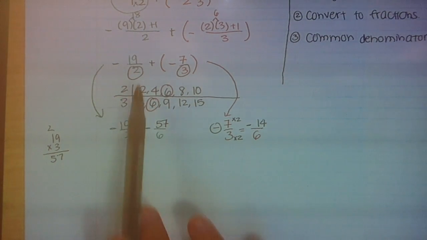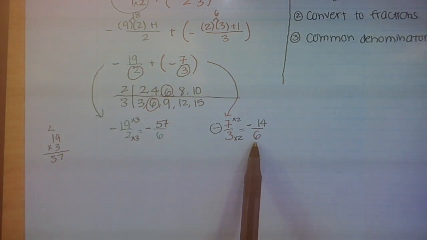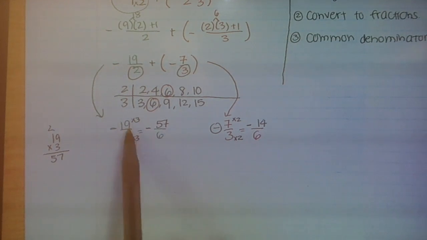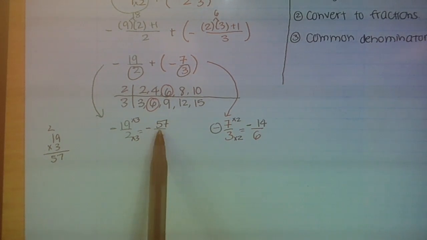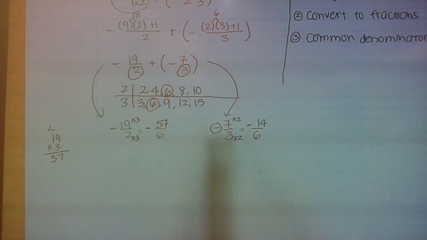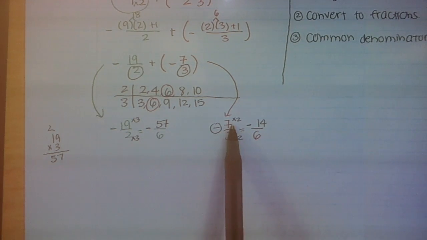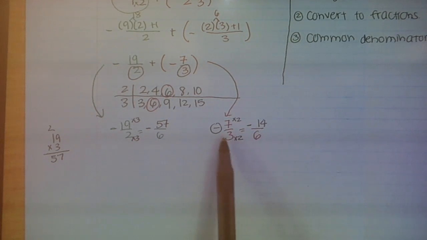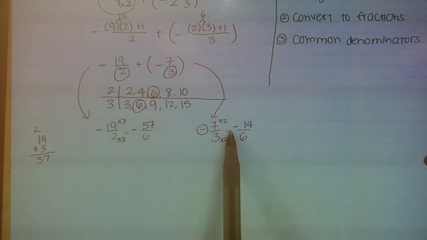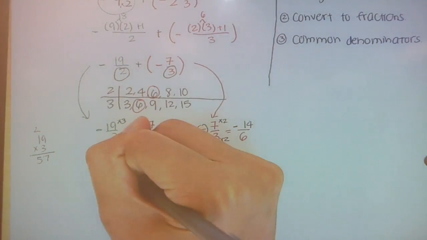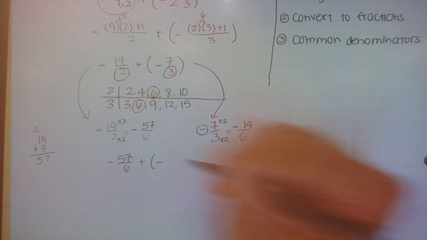So I need to write negative 19 over 2 as something over 6, and negative 7 over 3 as something over 6. So I know 2 times 3 is 6, and 19 times 3, the number is negative, so this needs to be negative. 19 times 3 is 57, so I get negative 57 over 6. Over here, 3 times 2 is 6, so I multiply by 2 on the numerator. 7 times 2 is 14, and this number is negative, so this number has to still be negative. So now I have common denominators. I'm going to rewrite it as negative 57 over 6 plus a negative 14 over 6.